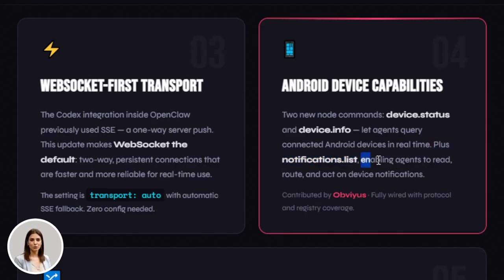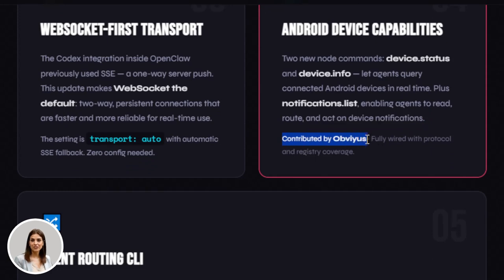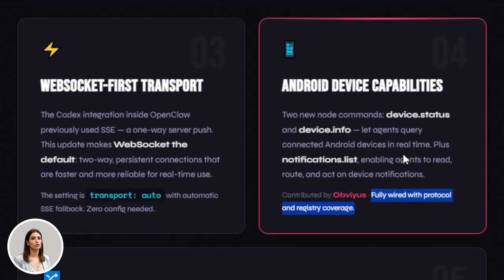Your agent can now list the active notifications on the device, which opens up the ability to act on them, route them, or summarize them. These features came from contributor Obvious and are fully wired up with protocol and registry coverage.